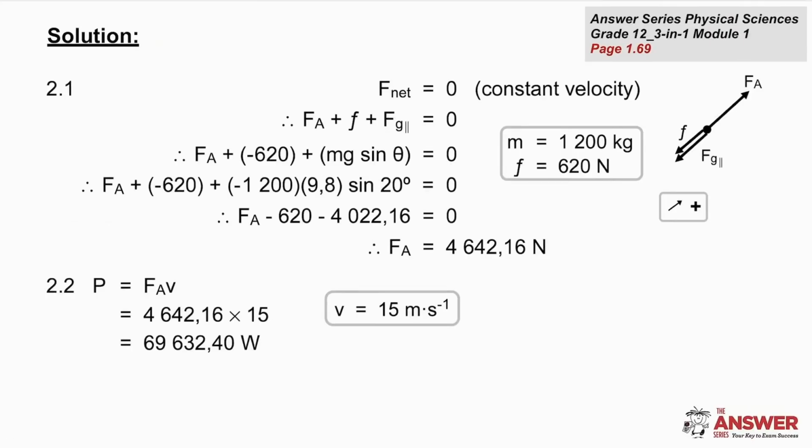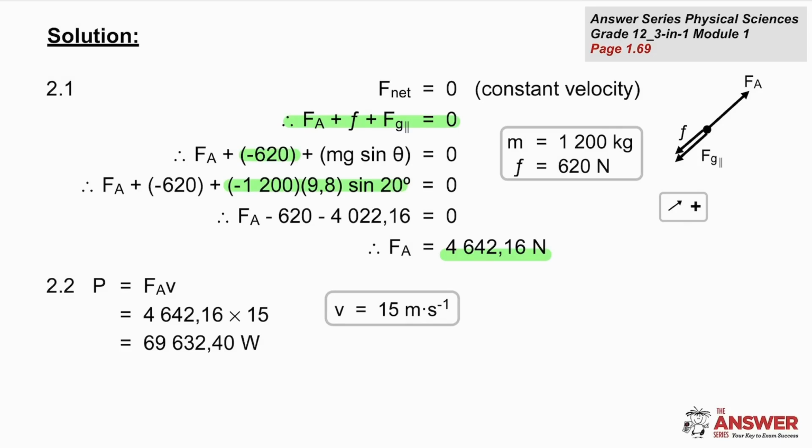Here is the solution. Here is the vector sum equal to 0, into which we substitute the negative frictional force of 620 newtons down the slope, and we can determine the negative component of the gravitational force. We complete all the substitutions and calculate the applied force to get 4,642,16 newtons.